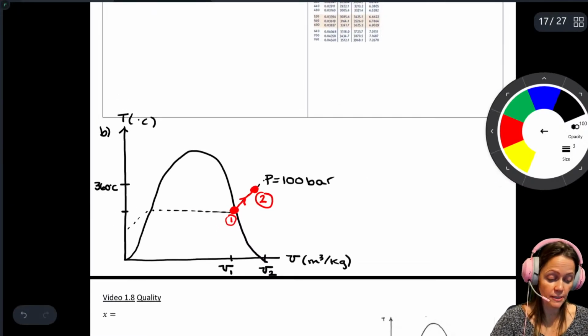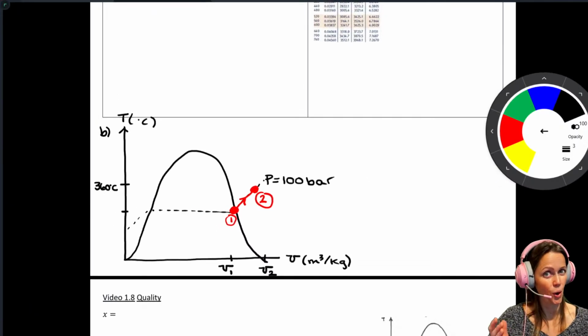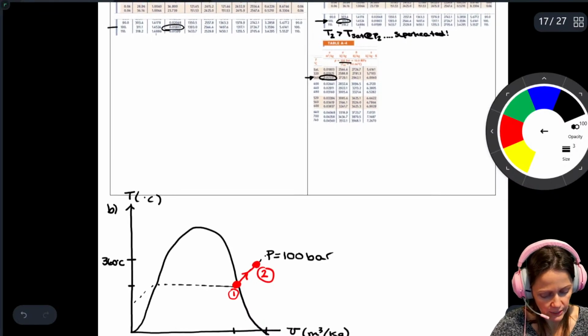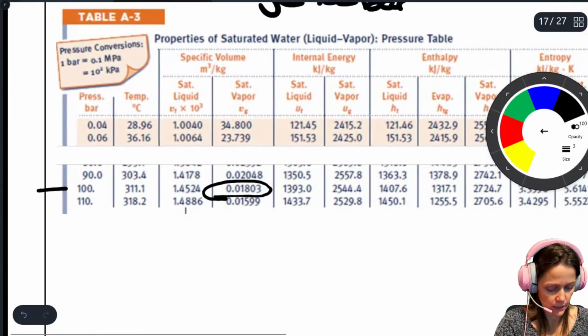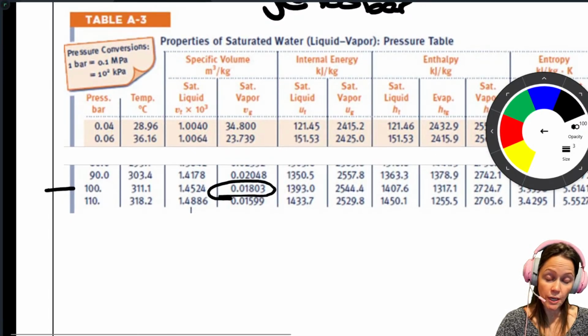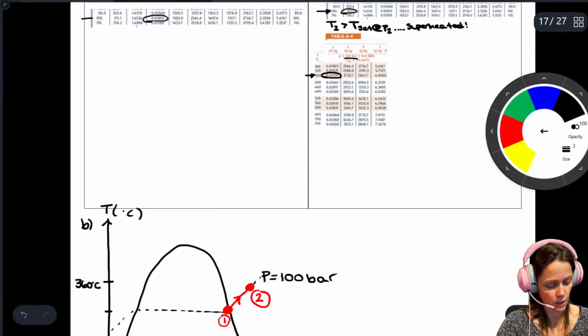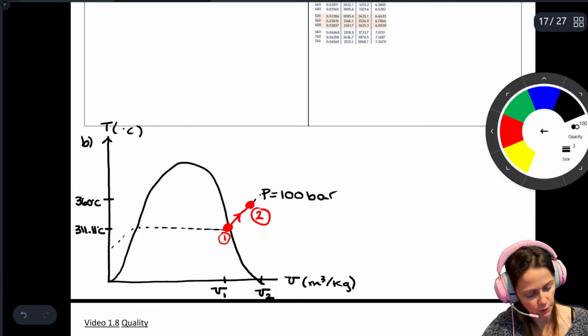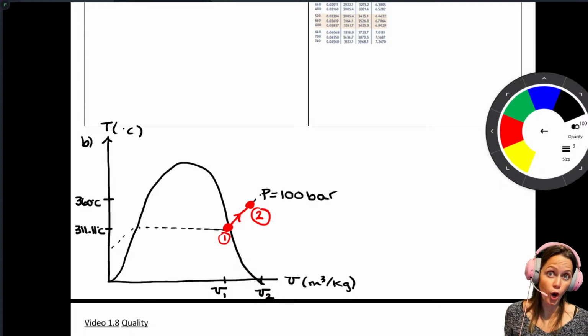However, it's just going to be the saturation temperature at 100 bars, the only possible temperature that the water could be at and be saturated. And so that information we're going to get from table A3. So at 100 bar, our saturation temperature is 311.1 degrees Celsius. So I'm going to go ahead and put that over here. Perfect.